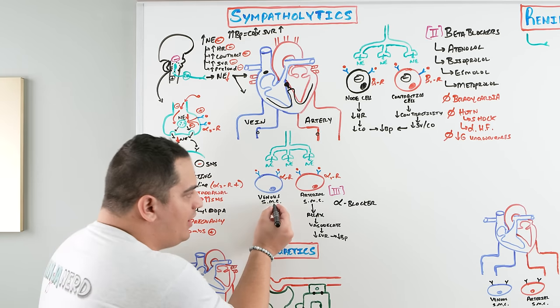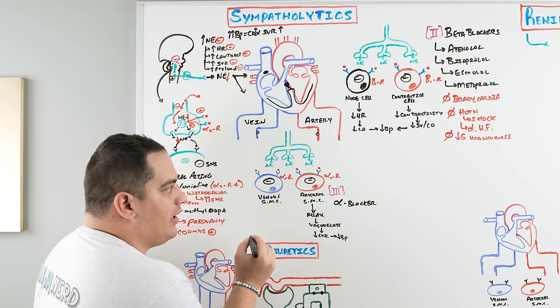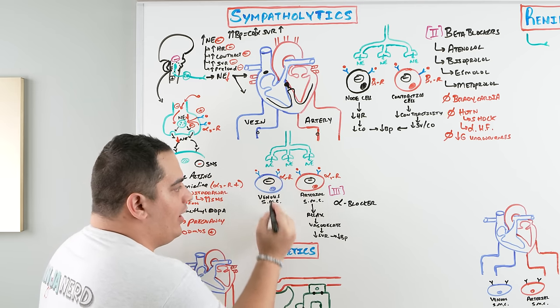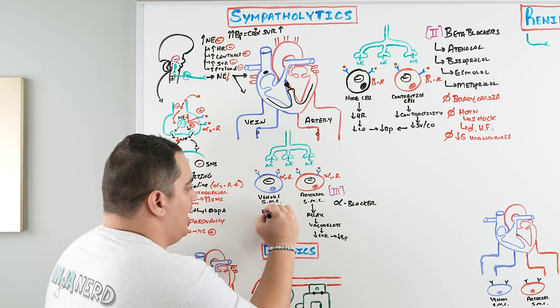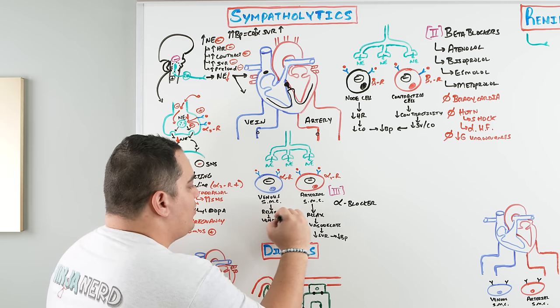The other one is the venous smooth muscle. I can inhibit this one from contracting, and I can inhibit this one from contracting. So I'm going to block norepinephrine, epinephrine binding here. And that's going to cause this one to, same thing, relax. This is going to venodilate, but here's where it's different.